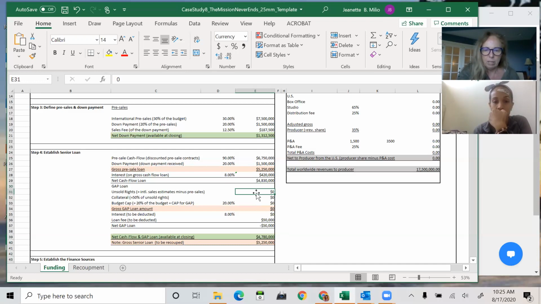Now in order to figure out our gap loan, first we have our sales estimates and we have the rights that we have sold. We have to figure out what we have left to sell. How do we figure out what we have left to sell, Jessica? How do I get to that number? How do we figure out what we have left to sell?